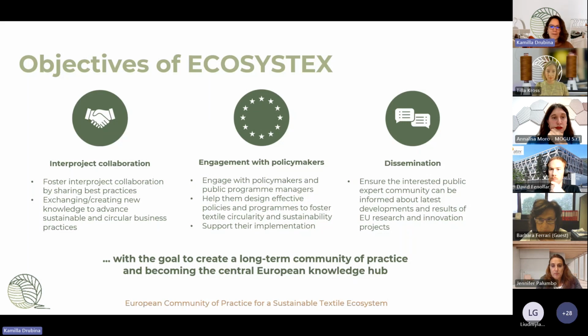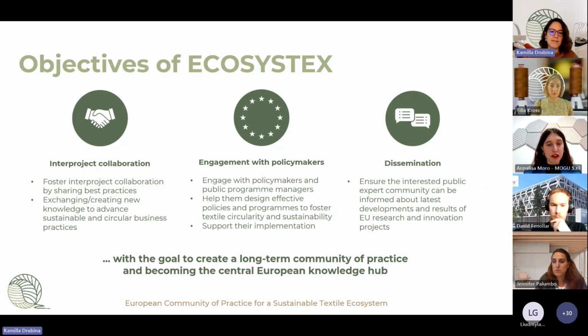As mentioned before we kick off, let me give you a brief introduction into what ECOSYSTEX is. ECOSYSTEX is the European Community of Practice for a Sustainable Textile Ecosystem. We have 24 member projects in this community, which are all European-funded projects focusing on textile circularity and sustainability.